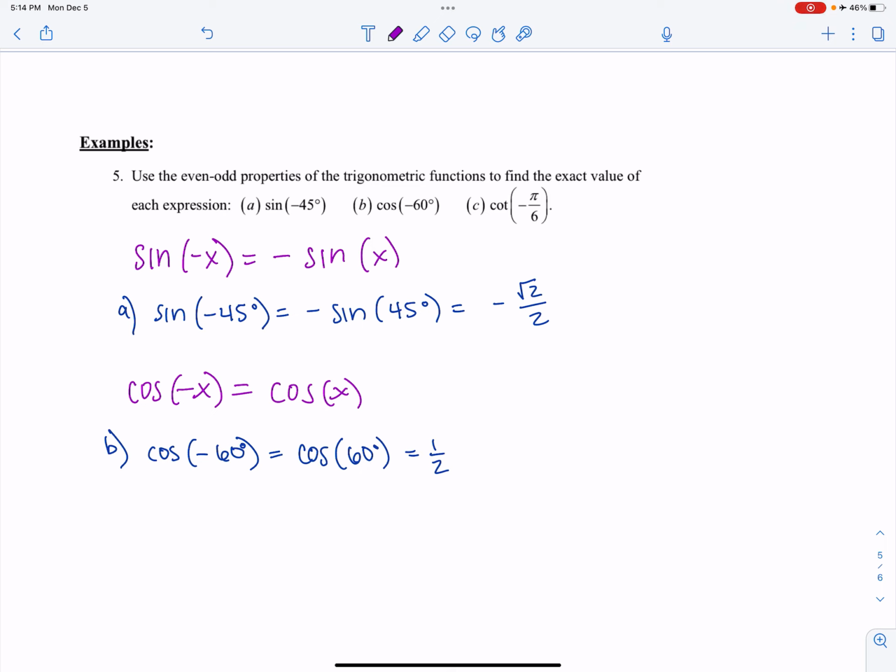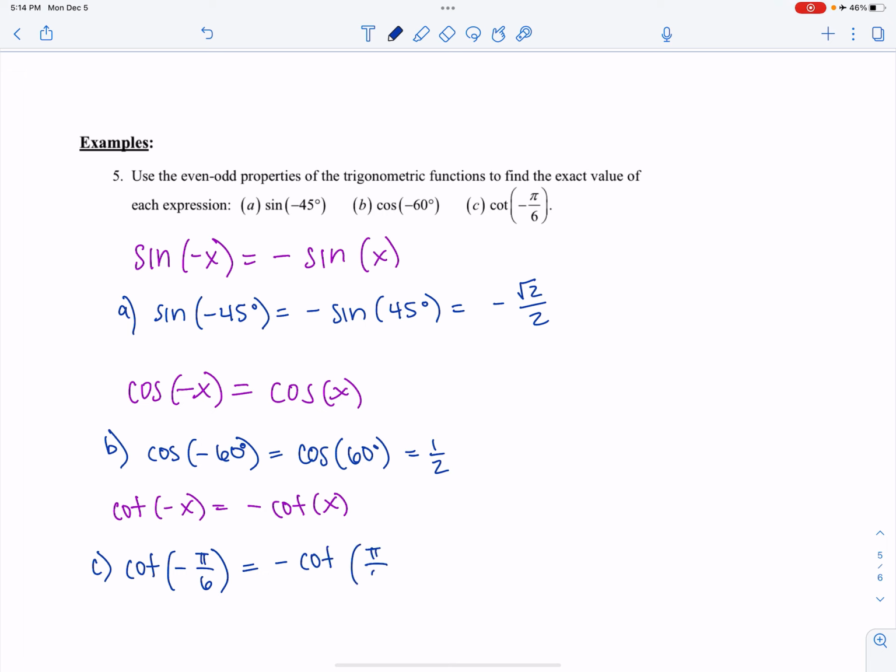And then we have the cotangent property. Cotangent of a negative value can be rewritten as negative cotangent of that value. So for part C, cotangent of negative pi over 6 can be rewritten as negative cotangent of pi over 6. And we know cotangent of pi over 6 is square root of 3. So we have a negative square root of 3.